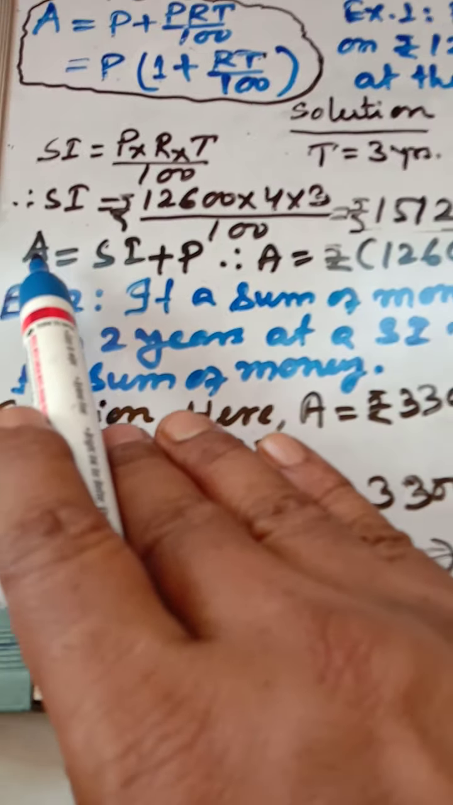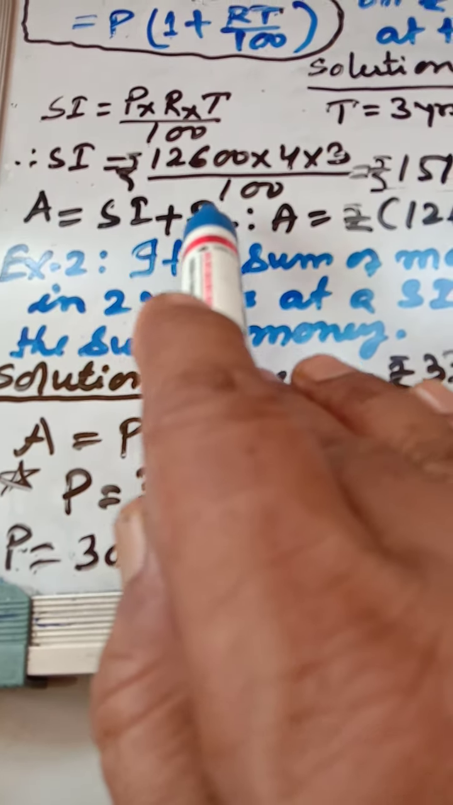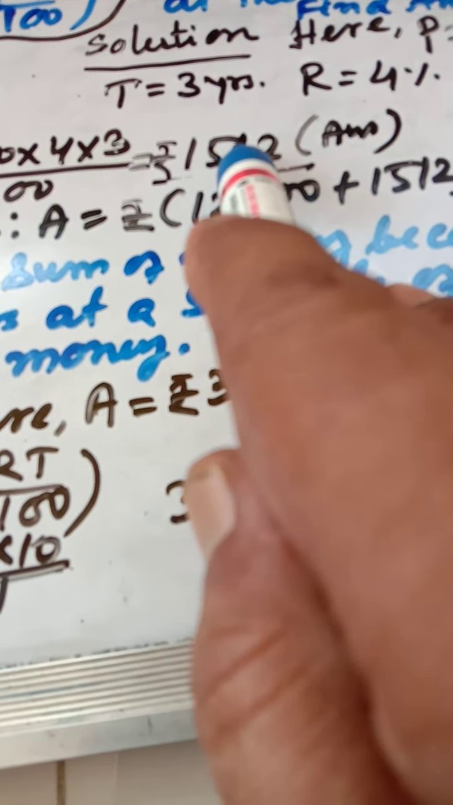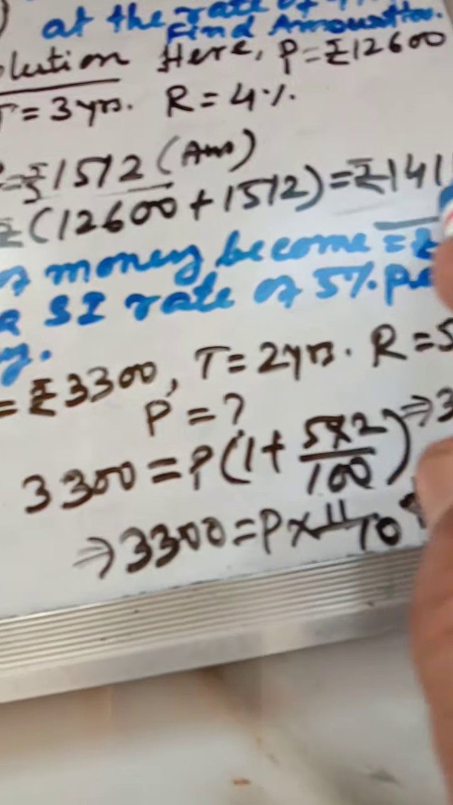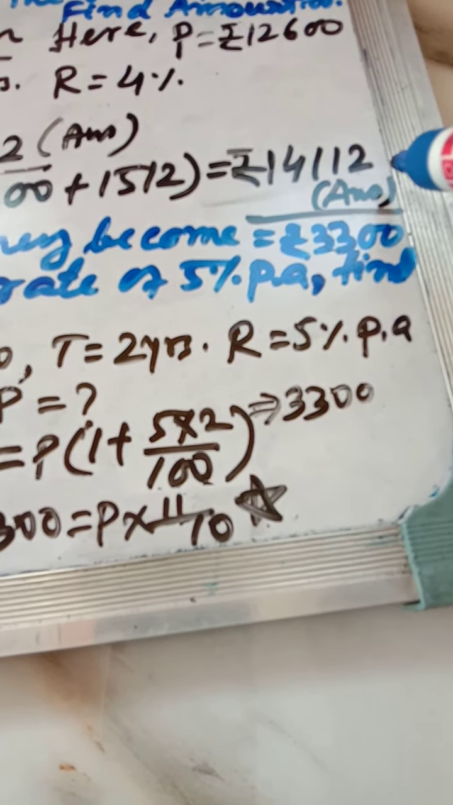Now A is equal to SI plus P. You know that A is equal to simply interest plus principal. Principal was how much? 12,600. Interest is how much? 1,512. So if you add these two, you will get 14,112. That is your amount also.